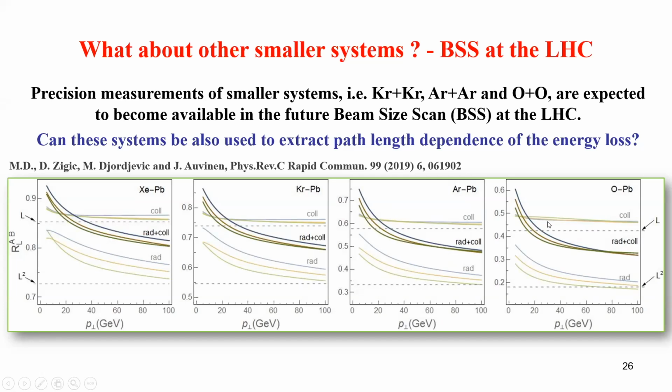So for this particular goal, light flavor is going to be more suitable because it is going to be more abundant. And then we plot this 1 minus R_AA ratio as a function of momentum for 4 different systems: xenon-lead, krypton-lead, argon-lead, and oxygen-lead.